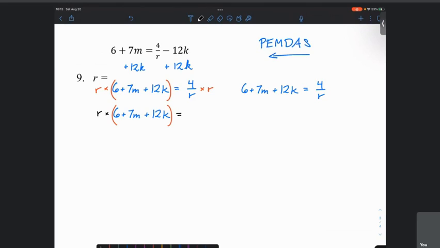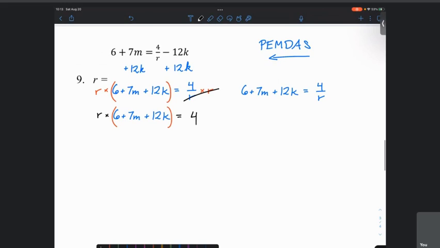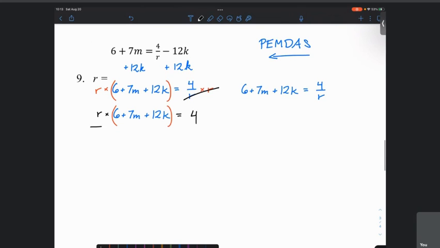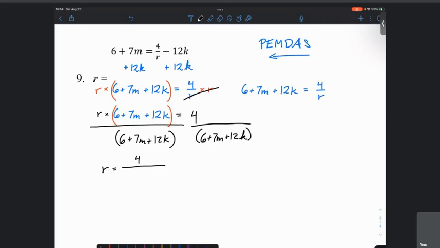So when you do this, these r's cancel out, and I'm left with 4 on the right-hand side. And then to get r by itself, I'm going to get rid of the stuff in parentheses. So I'm going to divide by 6 plus 7m plus 12k. And because it's all in parentheses like that, I can do it all at once like this. And so then my answer is going to be r is equal to 4 divided by 6 plus 7m plus 12k. And it's going to feel like you want to simplify it, but don't worry about that. It's just not worth it.